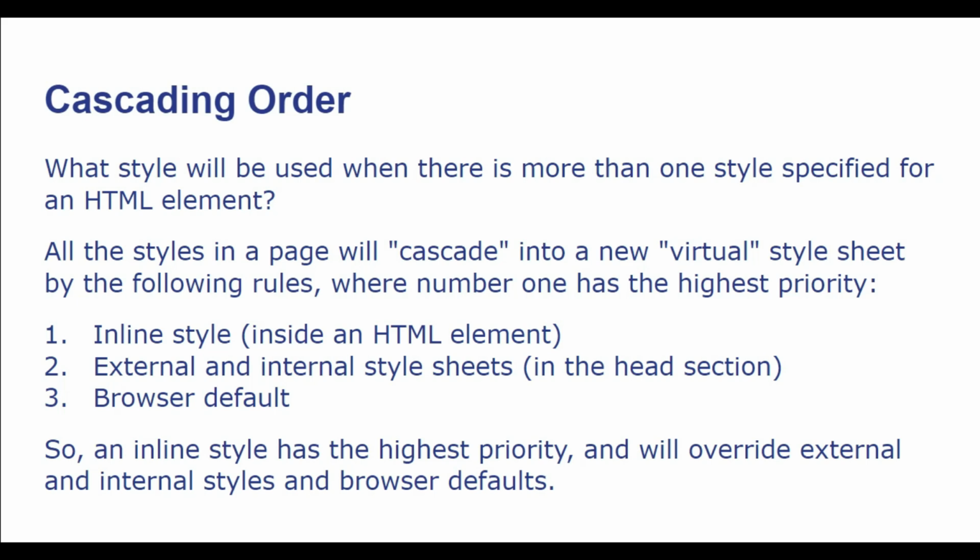The thing is that I might write a different style in my internal or external style sheet, but upon coming into my inline CSS and I actually change something there, it automatically overwrites anything that is in either the internal or external. Why? Because the inline CSS actually has the highest priority. So the third thing there, the browser default.